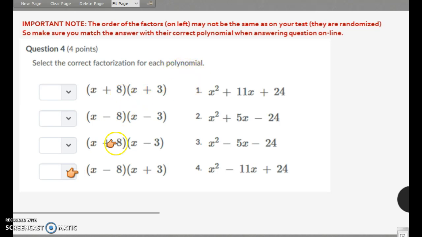And your answer choices for each one of those is number 1 is x squared plus 11x plus 24. 2 is x squared plus 5x minus 24. Number 3 is x squared minus 5x minus 24. And 4 is x squared minus 11x plus 24. These will remain in the same order, but these will change.